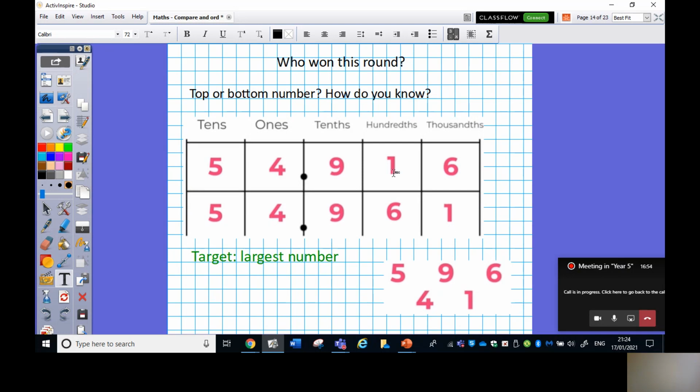So I can say that the top number has 1 hundredth and the bottom number has 6 hundredths. Or I could say, if I'm talking about all of the thousandths, it has 916 thousandths, whereas the bottom number has 961 thousandths. Okay, so let's take a look at the next page.